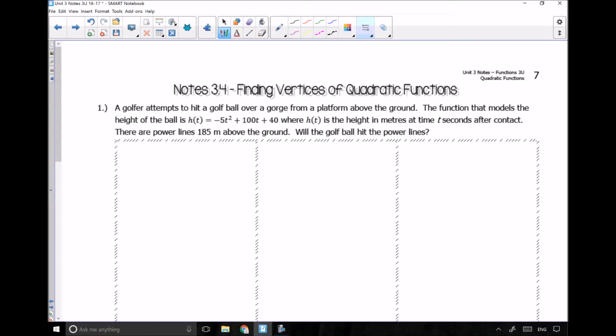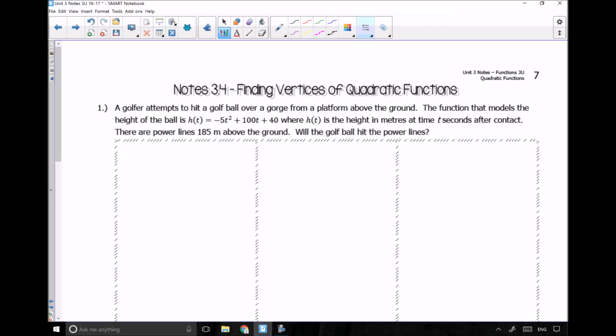Ladies and gentlemen, on page 7 of our notes, we're looking at notes 3.4, which are on finding vertices of quadratic functions. There are several different ways to find the vertex of a quadratic function. So we're going to look at all the different ways that we can do that in this video. So let's take a look at number 1.